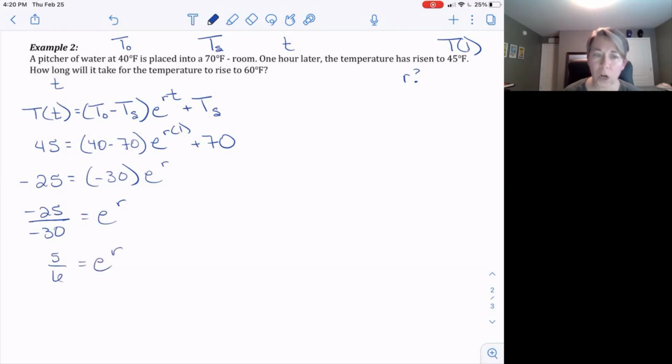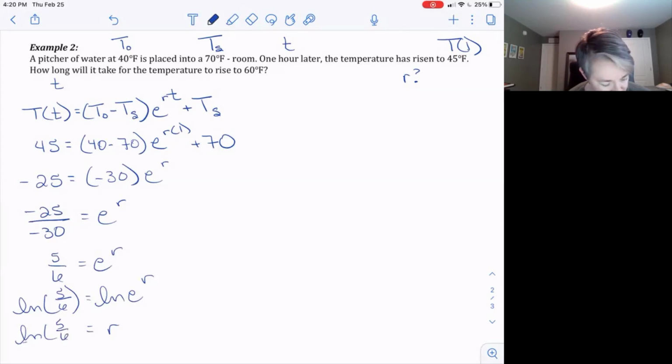Again, we're solving for r. And since the base is an e, instead of taking a common log, we're going to take the natural log of both sides. Natural log of 5/6 equals the natural log of e to the r. That right-hand side then equals just r, since our bases are alike. So r is the natural log of 5/6, which is approximately negative 0.1823. Now, that decimal kind of keeps going. So if we want it to be exact, we are going to use the exact value of r.